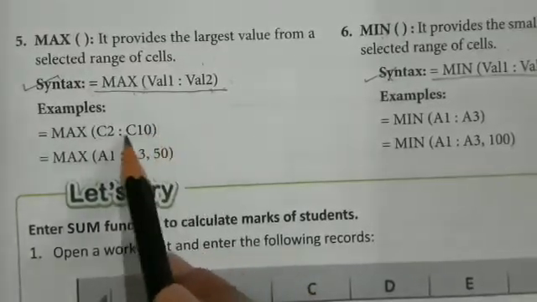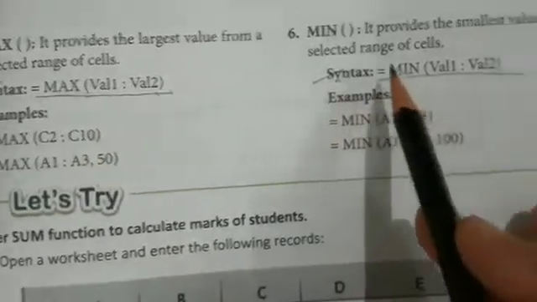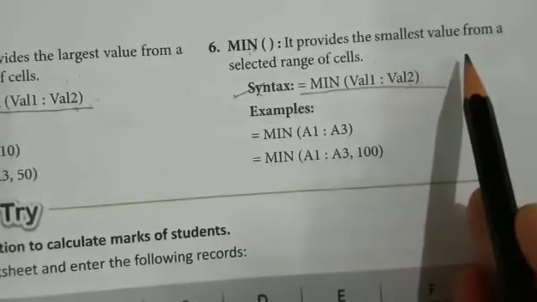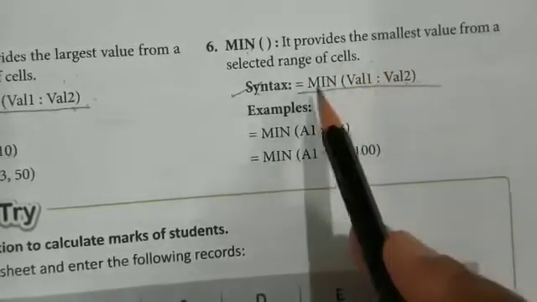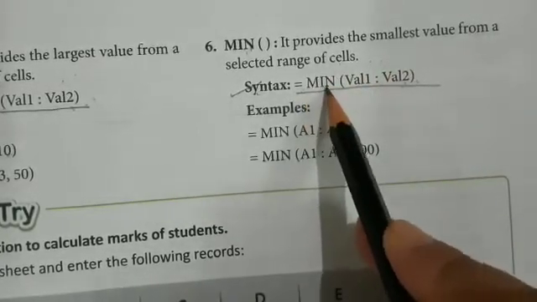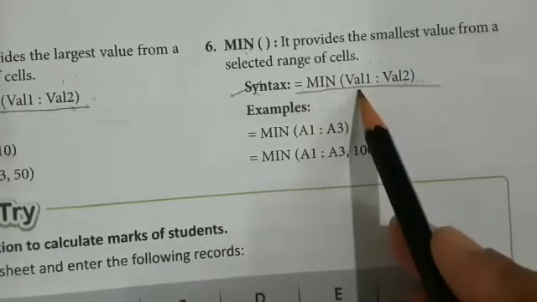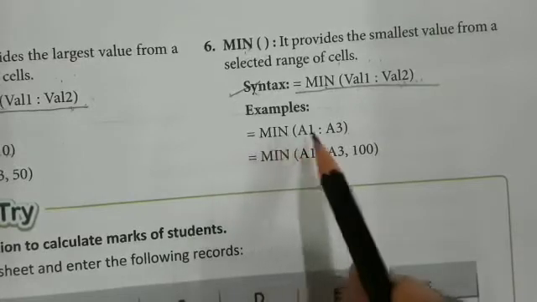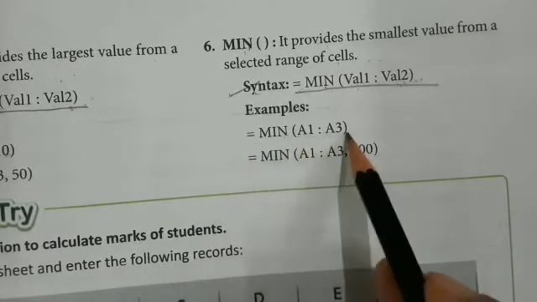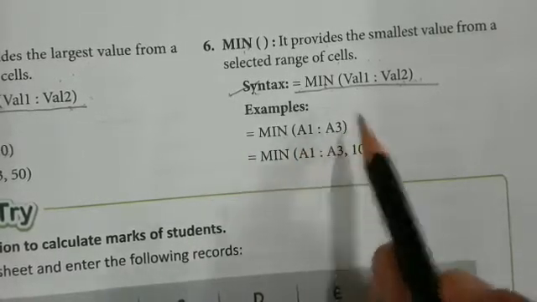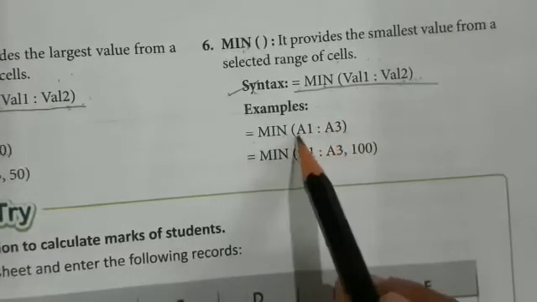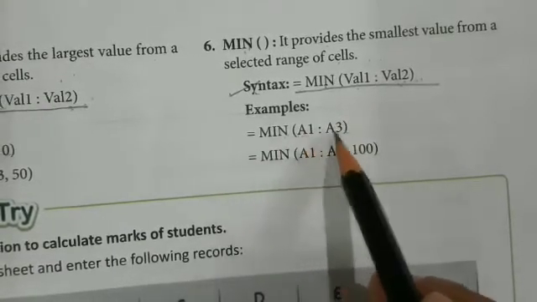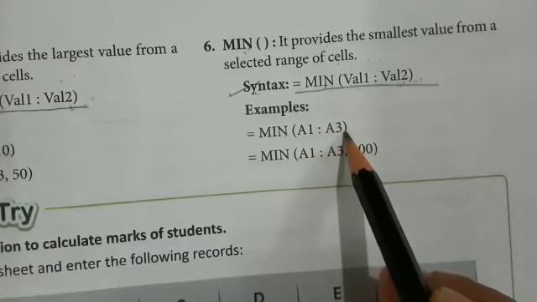In a similar way, the min function gives the smallest value from the selected range of cells. Equal sign MIN in the brackets the cell reference. For example, equal MIN in the parentheses A1 colon A3. So it will give the answer, the minimum or smallest value from the cell range A1 to A3.